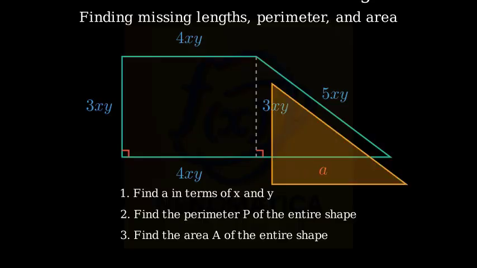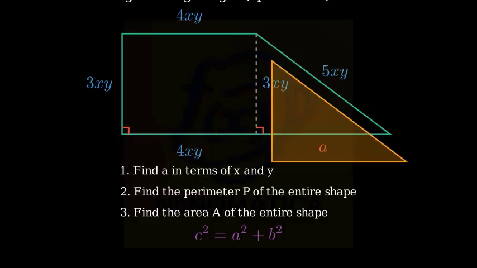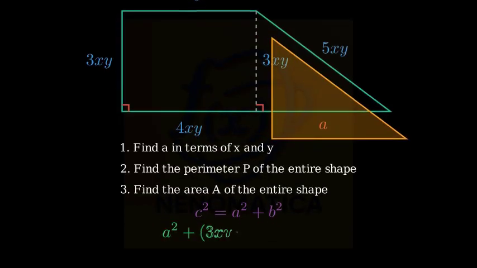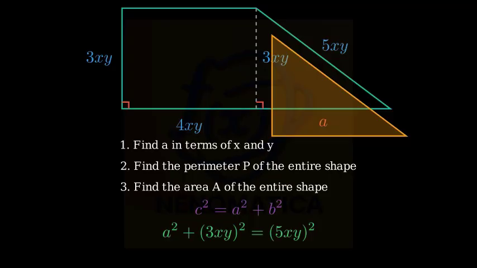We can see that a is the base of the right triangle on the right side of our shape. This triangle has a height of 3xy and a hypotenuse of 5xy. We can use the Pythagorean theorem to find a. Remember, in a right triangle, the square of the hypotenuse equals the sum of squares of the other two sides. So we can write a squared plus (3xy) squared equals (5xy) squared.